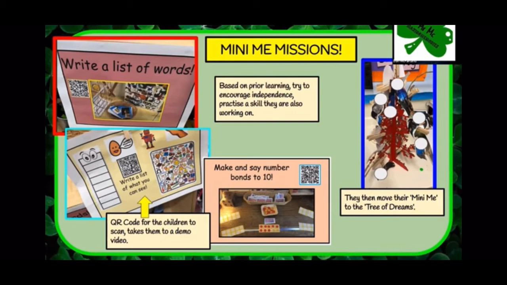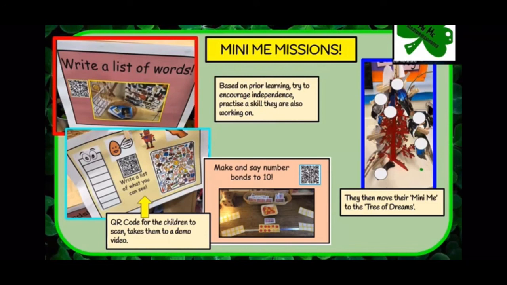Now, to help them with this, on the QR codes, they can scan them using the iPad, and it takes them to a demo video of me modeling the activity, just in case they need a little reminder. And that's just helping them to be more independent. So they can scan it, and it takes them to our Google Drive where there's a video of me modeling it, and then I've got it for next time, for next year. So I've got little mini-me mission sheets that I can reuse again and again. And when they've done their mini-me mission, then they can take it to the Tree of Dreams to say that they've done it.